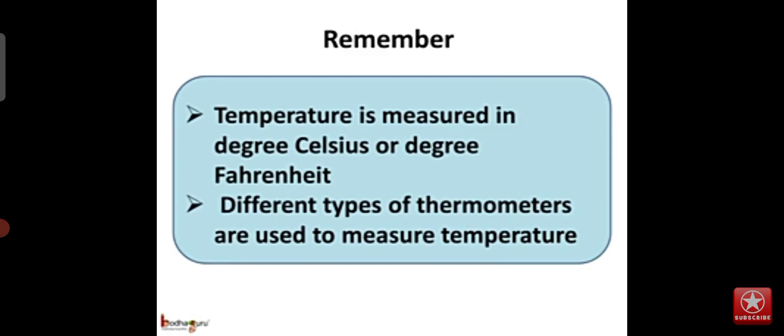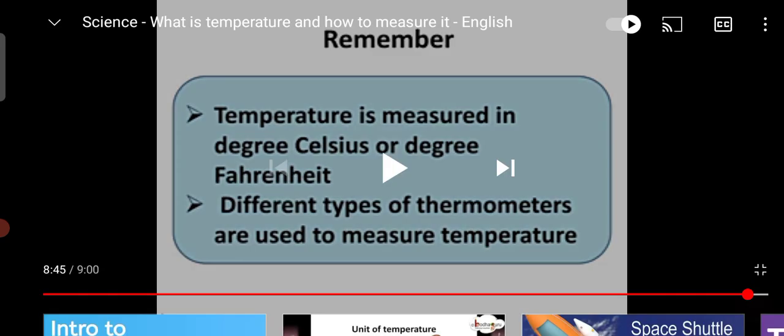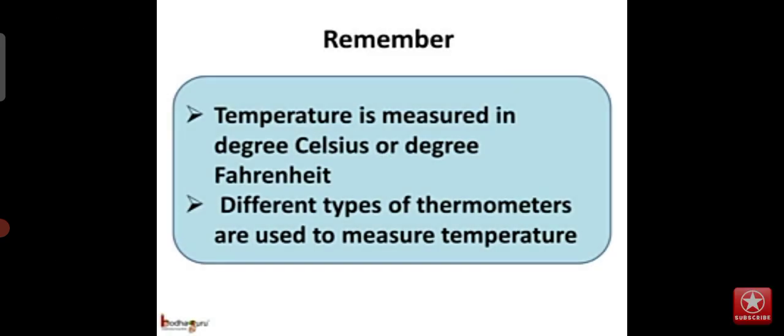The Celsius scale, that is indicated by C, is also called the centigrade scale, and we have one more scale, that is the Fahrenheit scale. Okay, with the help of these two scales or instruments we measure the temperature.